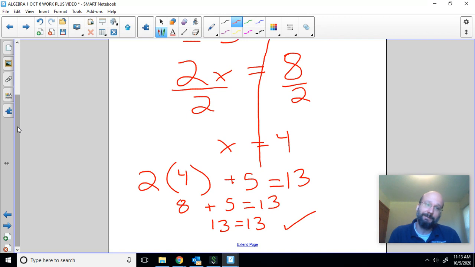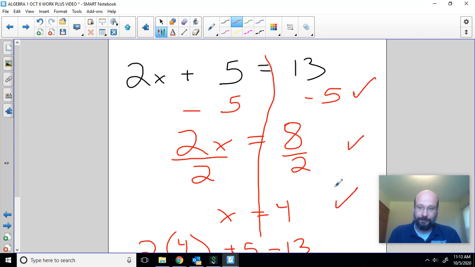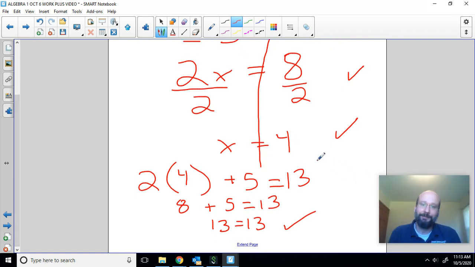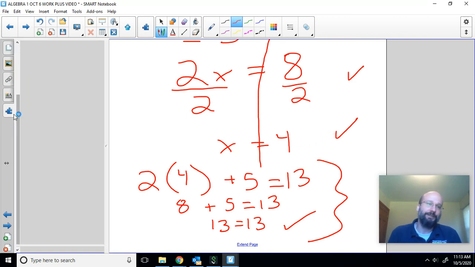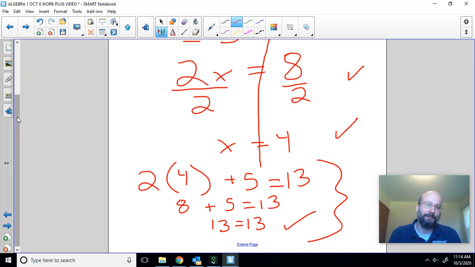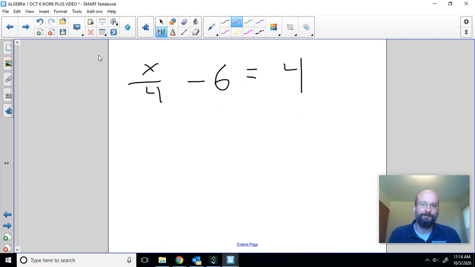When you start doing these by hand, I want all of these steps. This is the first step. This is the second step. This is the answer, right? Because it's a two-step equation. Then I check. I also want your check. I want all of that when you start doing these by hand. So this is the first common one that you'll see, with multiplication, then addition, and equals 13. So let's do another one.